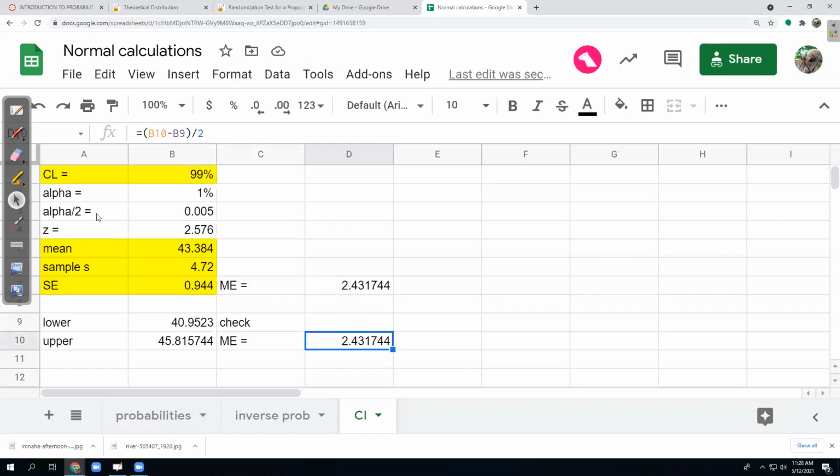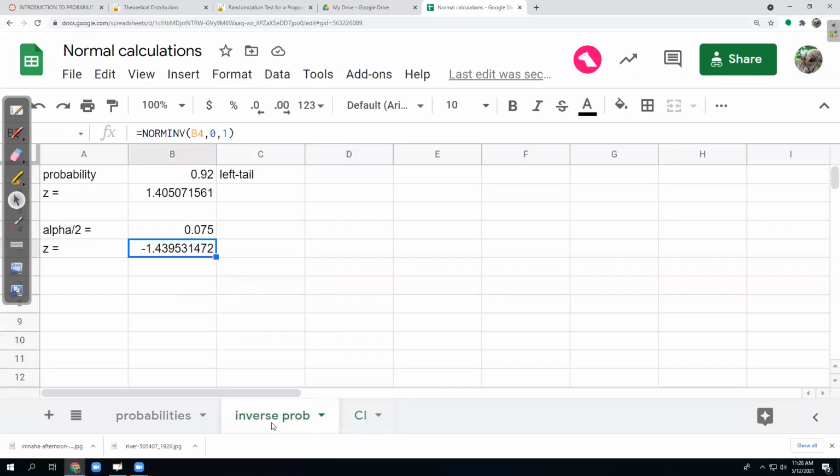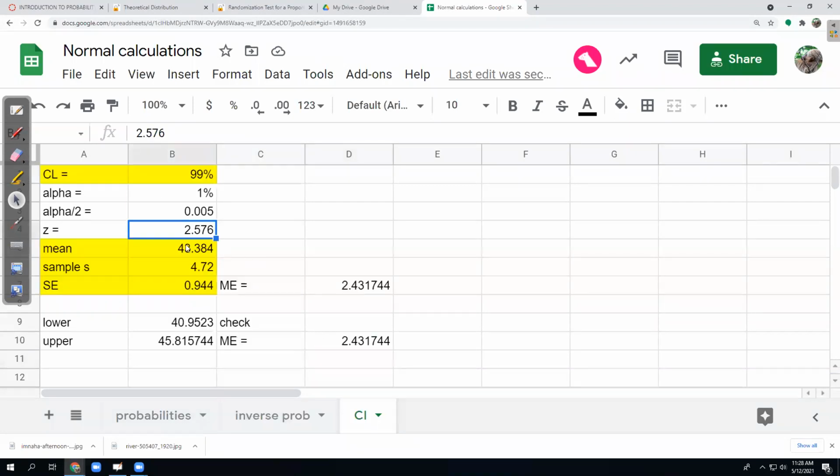If I want StatKey, I use StatKey to find this number right here. If I wanted the spreadsheet to find that z-score right there, that's this idea of the inverse probability, which requires a left tail, which is my alpha over 2. So I can actually check this on the spreadsheet. So I'm just going to double check the z-score on the spreadsheet. In this case, I'm given a probability and I want to find the z-score. So that's the inverse normal.